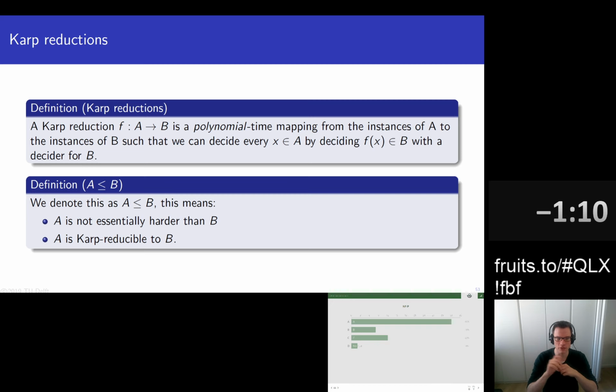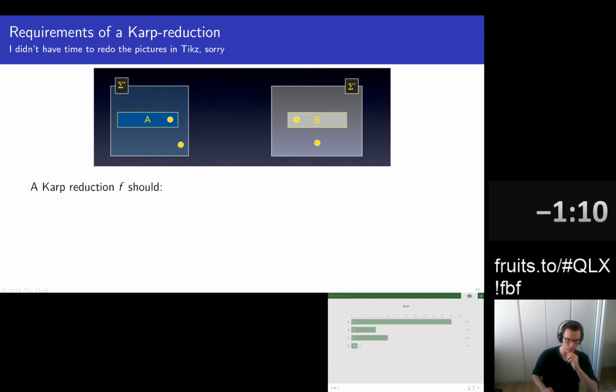But what does it mean? It means that A is not harder than B. It means that A is reducible to B. Example, or rather a bit more visual of an explanation.